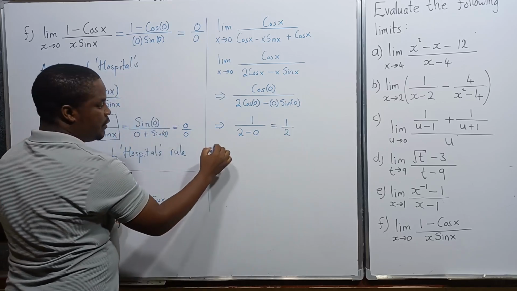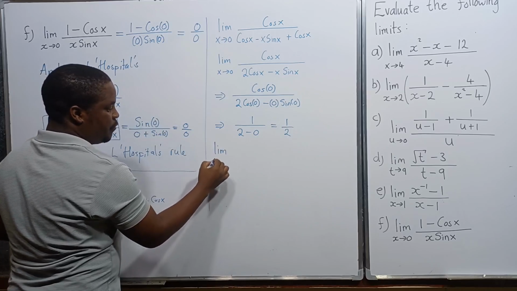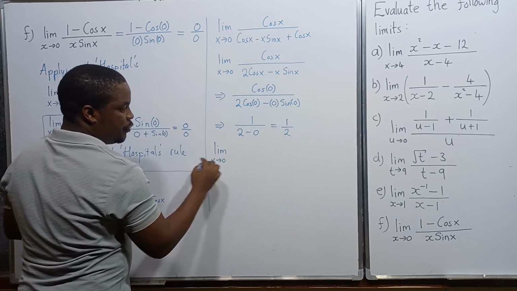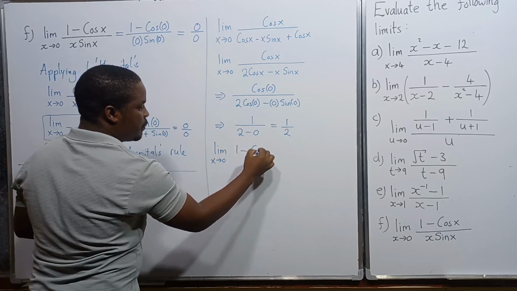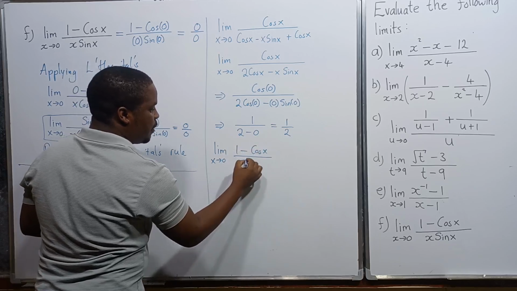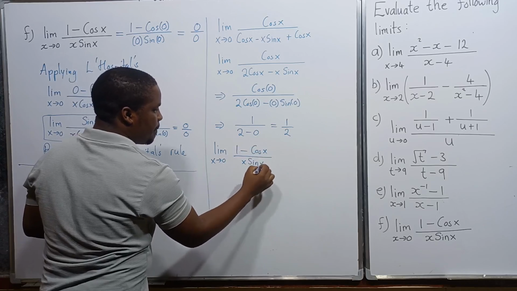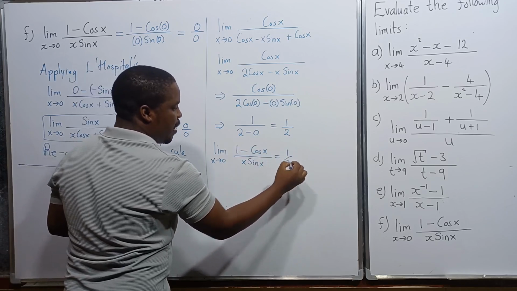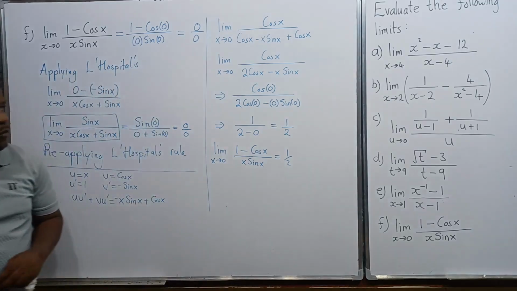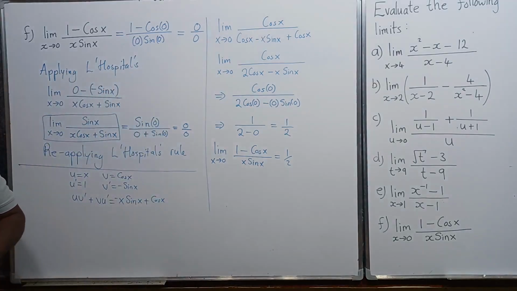Hence, we can conclude by saying the limit of the original question, as x approaches 0 of the function 1 minus cos x over x sine x, is equal to half. So there we have it. That's how we solve these questions under limits. Thank you very much.